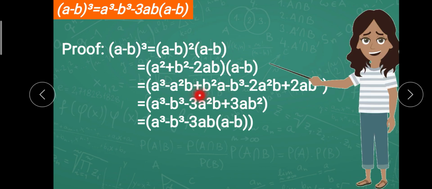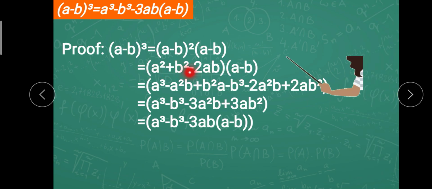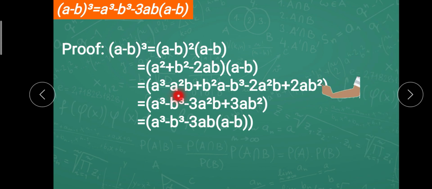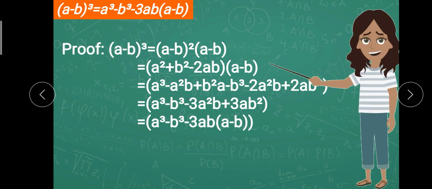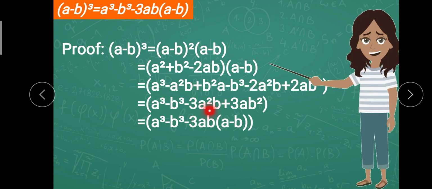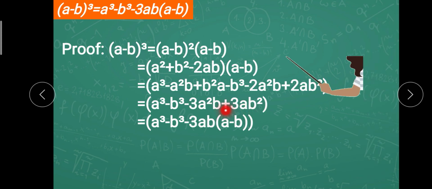B square with a, we get b square a. B square with minus b, we get b cube. In the similar way, we can multiply the remaining terms, and then a cube, we have b cube. Then you see here minus 2a square b, here minus a square b, so it becomes minus 3a square b, and here plus 2ab square plus ab square, so you get 3ab square.